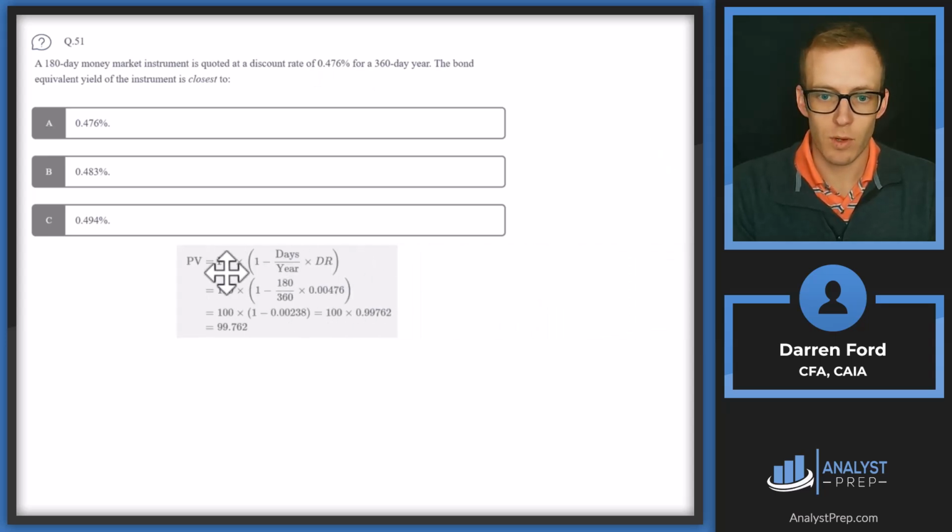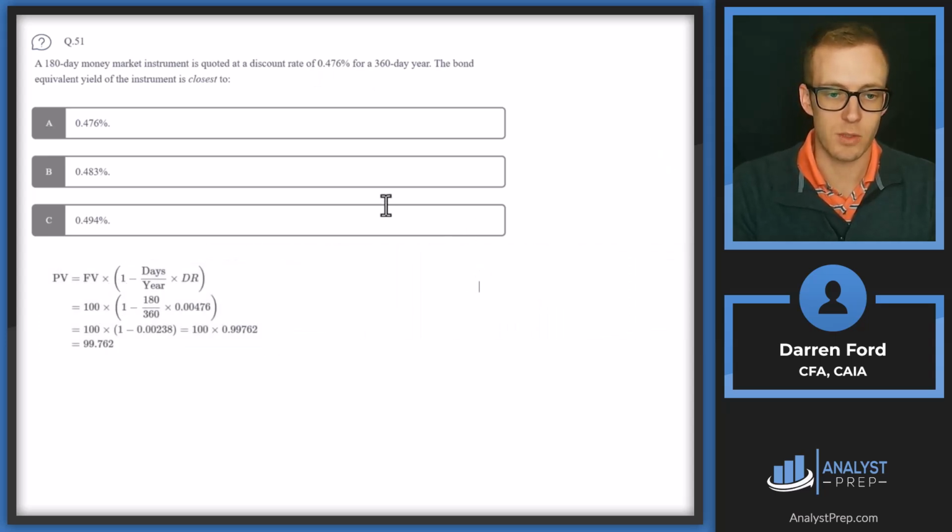So the first thing we're going to do is find the value of the bond. To do that, we take the future value, which is the redemption amount, 100, and multiply that by 1 minus the days over year. Like I mentioned, we're using 360 for the year here, so this is going to be 0.5. And then we're multiplying that by the discount rate, which is 0.476.